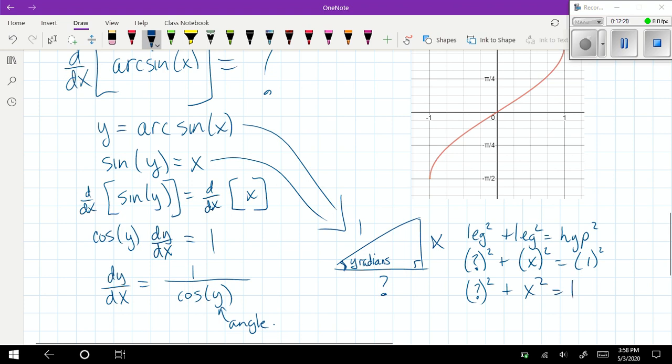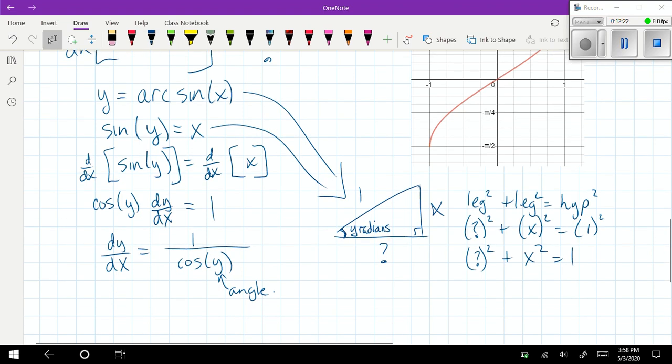So I'm going to subtract x squared from both sides of the equation. I'm going to get that my last leg here being squared is 1 minus x squared. And I'm going to square root both sides, and it's going to give me my missing piece is the square root of 1 minus x squared.